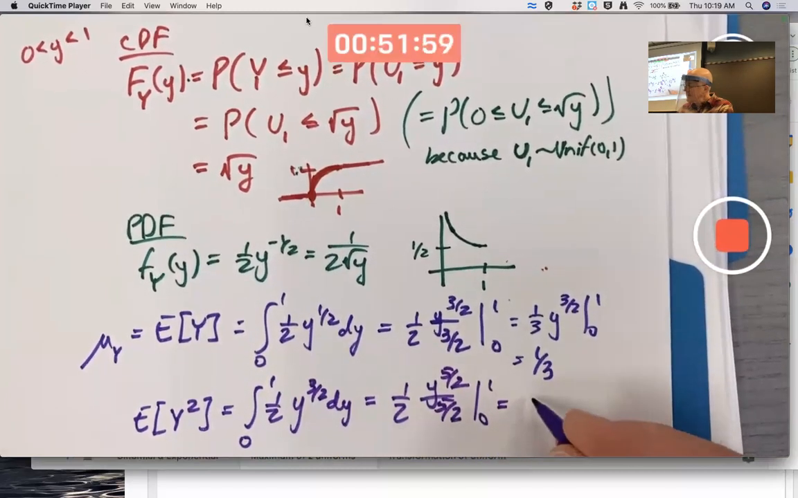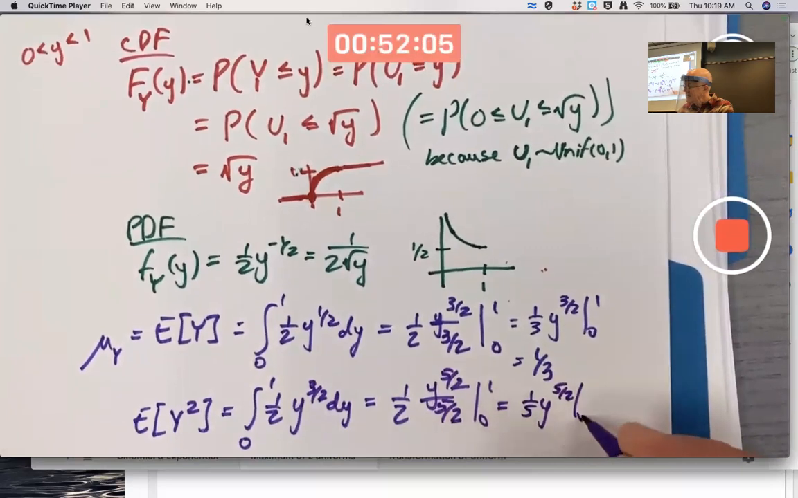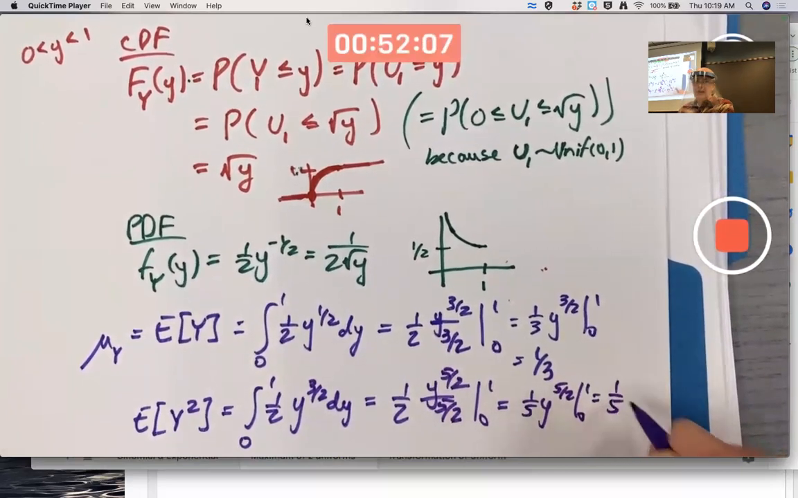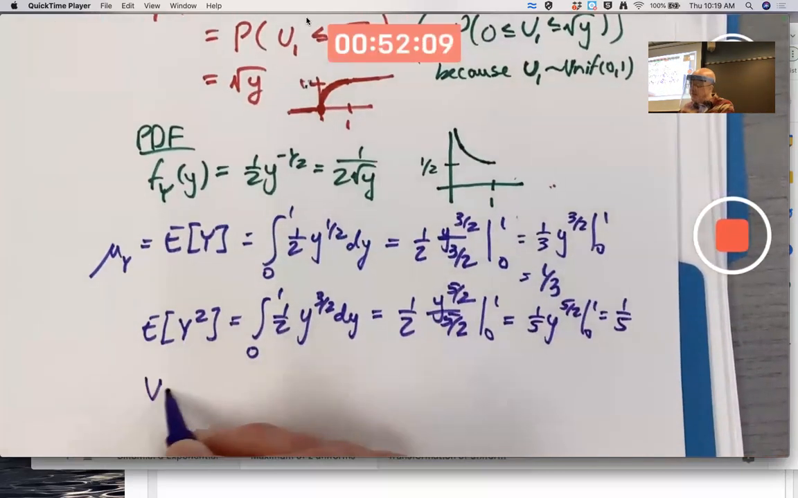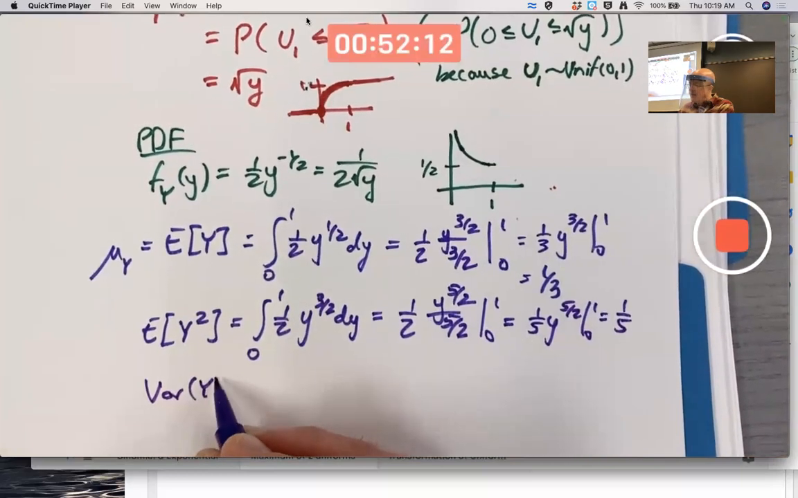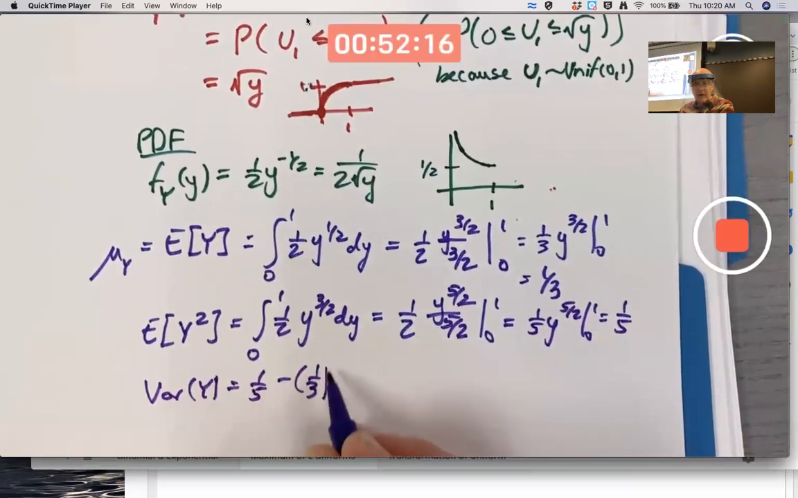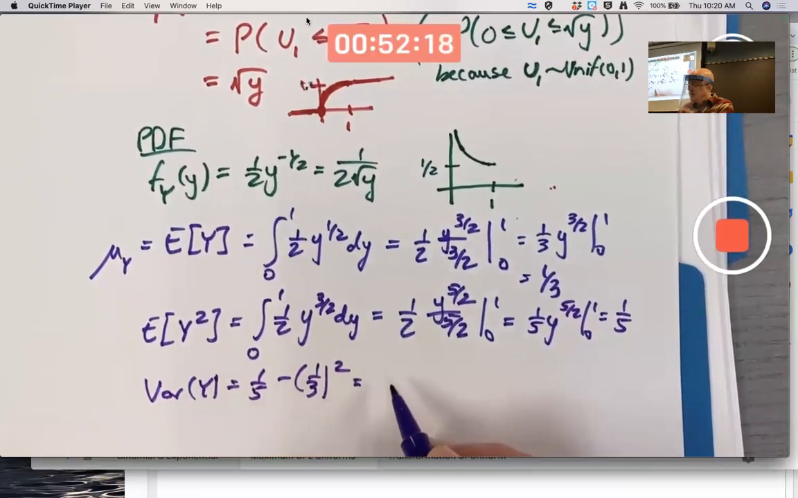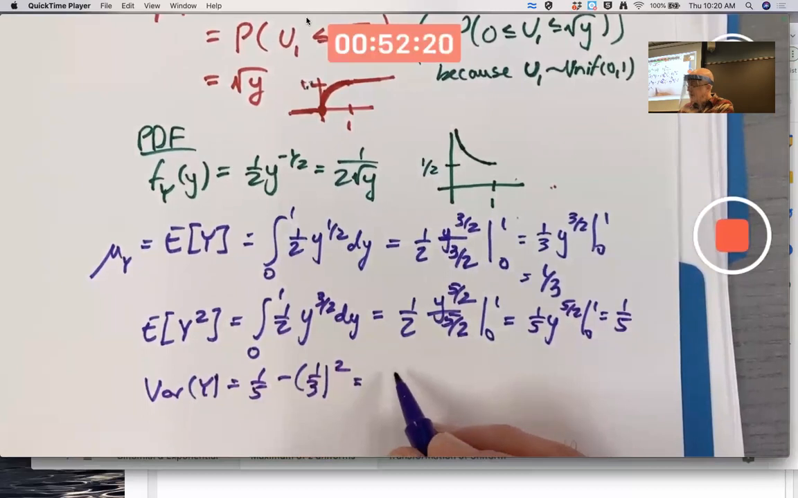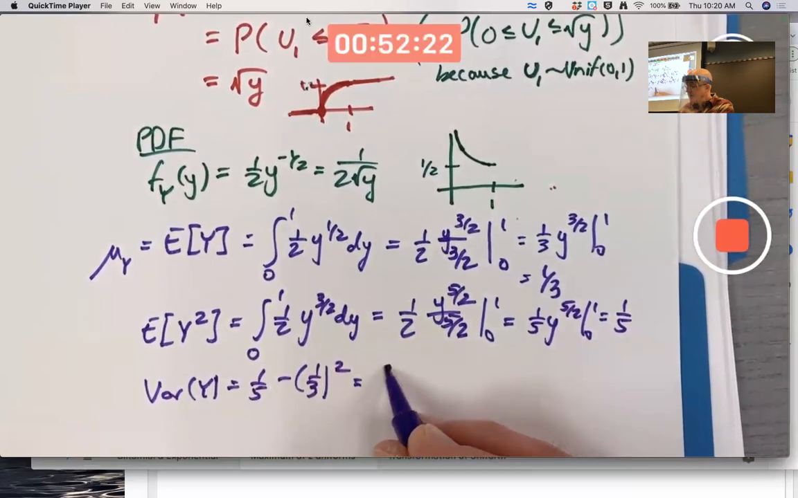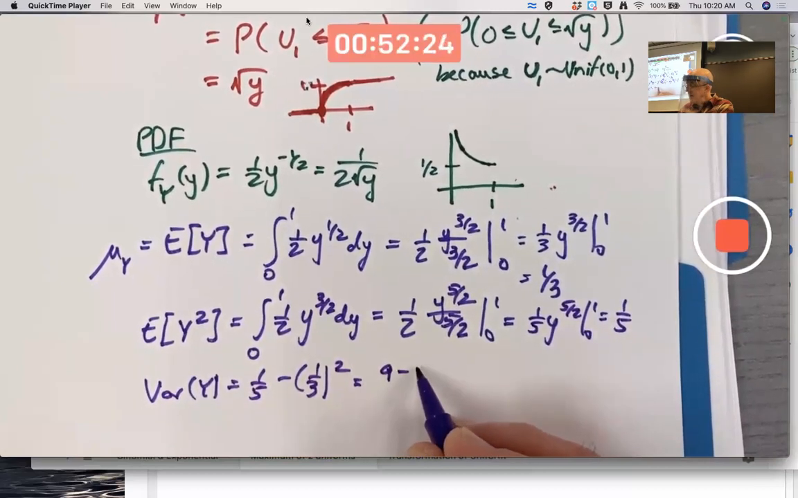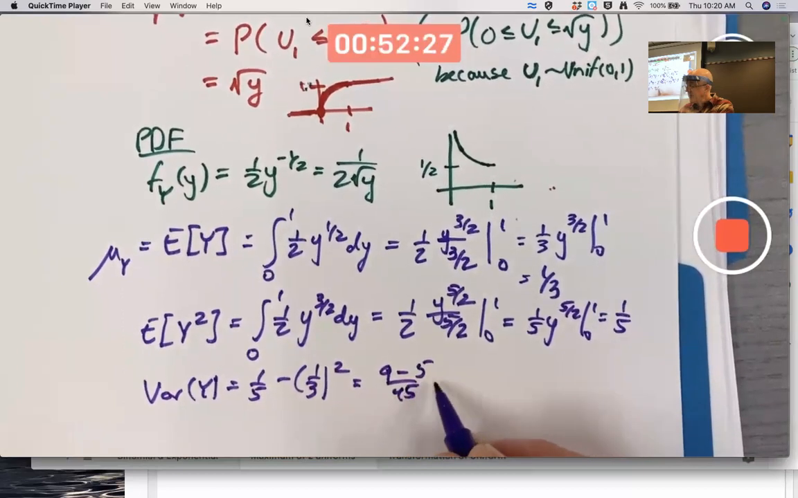One half times 2/5 is 1/5, and the answer for the second moment is going to be 1/5. And therefore the variance is 1/5 minus 1/3 squared. 1/5 minus 1/9, get a common denominator of 45. I guess that'll be 9 minus 5 over 45, which is 4/45.